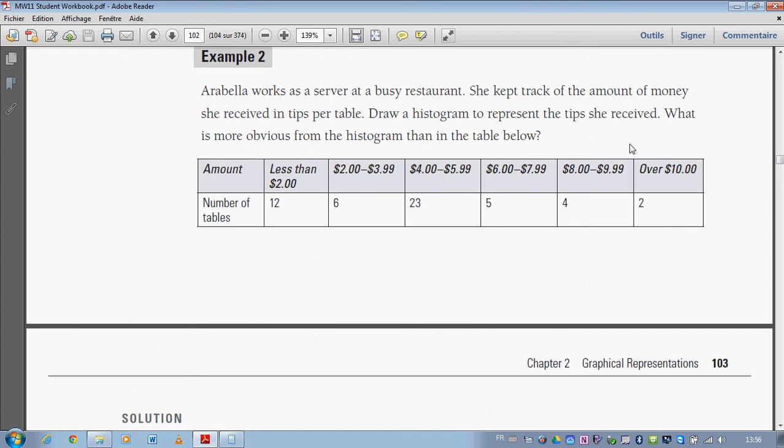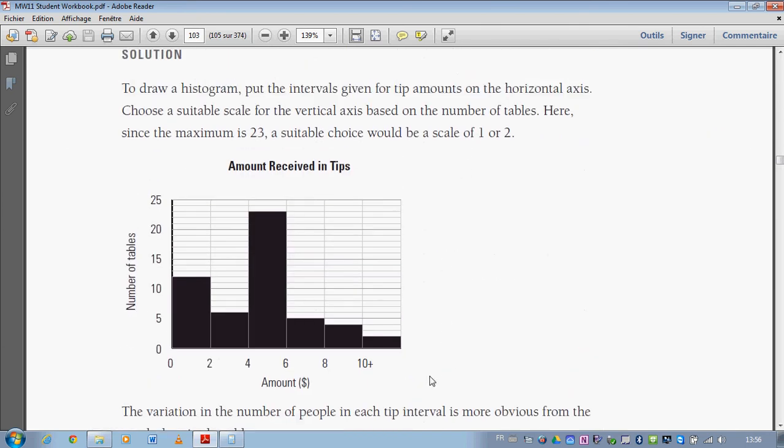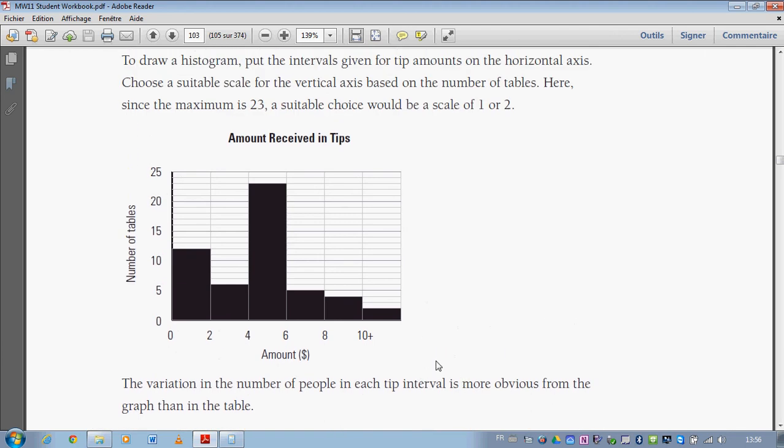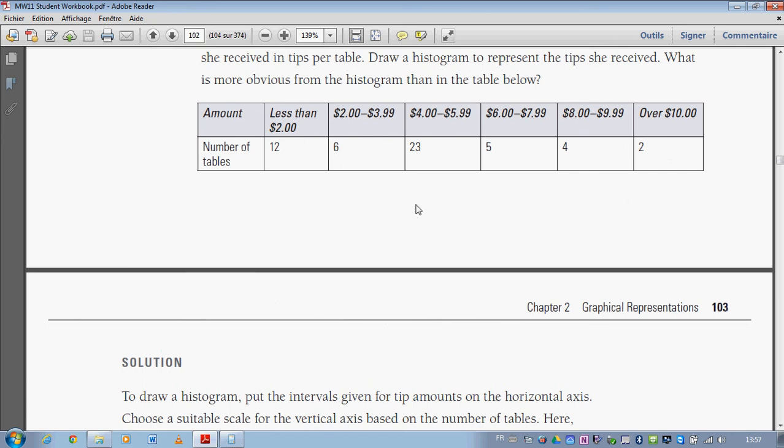The question was asking, what is more obvious from the histogram than in the table below? I would say the most obvious thing is being able to tell the typical amount in terms of tips. 23 tables gave her tips of $4 to $6. That would probably be the thing that you'd be able to tell the most from that graph, along with the variation in the number in each tip interval. You can compare them more easily on a graph than by comparing the numbers together.